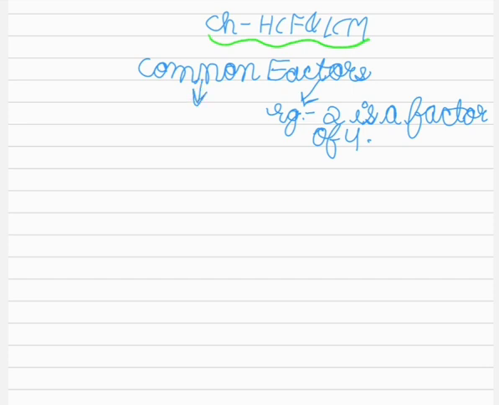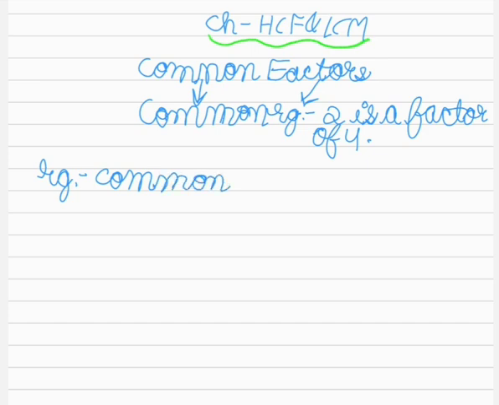And what is common? Common means similar in two or three numbers. So common factors mean the similar factors of the numbers. For example, you have to find the common factors of 20 and 30. So how will you find them?